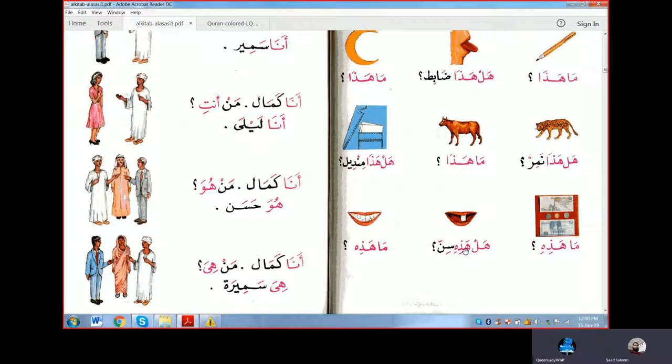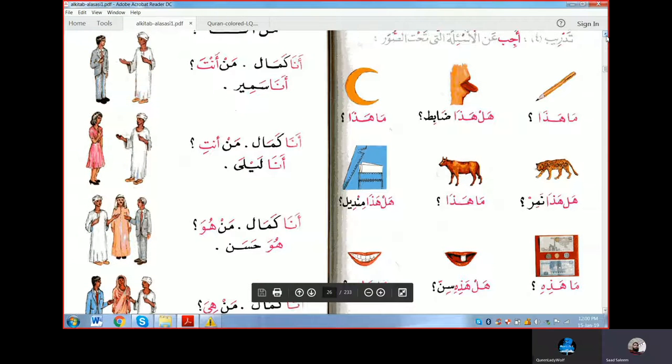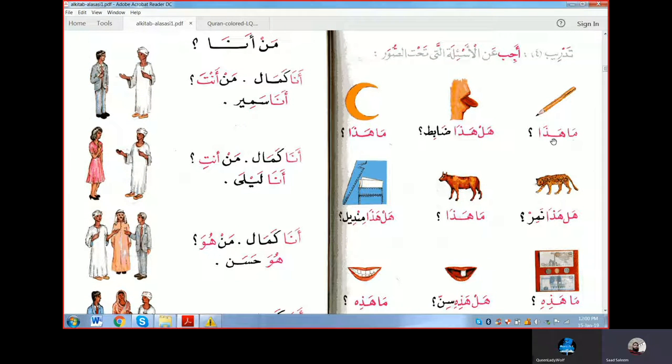Yes. Then hal hazihi sinnun, is this a tooth? La, haza sinnun. Naam, haza sinnun. Okay. Ma hazihi, what are these? Hazihi asnanun. These are teeth. Hazihi asnan, teeth. Okay. Now, read this question.